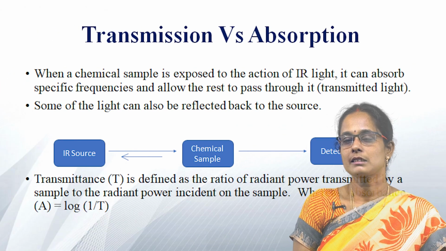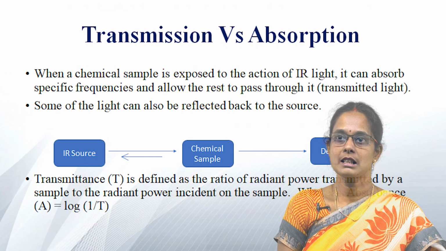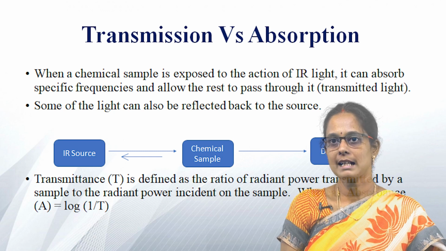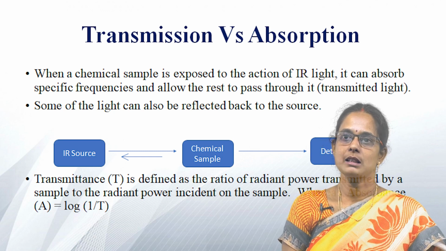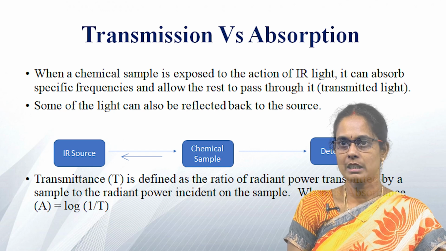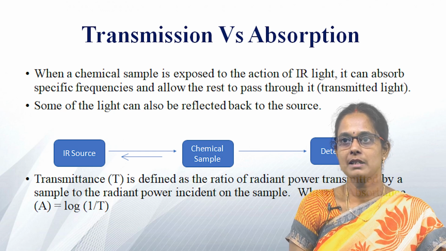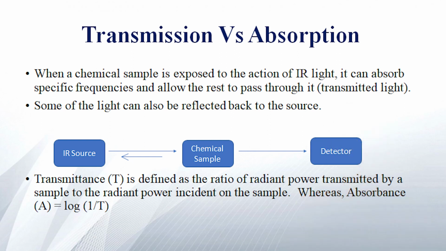IR spectroscopy mainly deals with transmission and absorption. What is meant by transmission? When a chemical sample is exposed to the action of IR radiation, it can absorb specific frequencies and allow the rest to pass through it, that is the transmitted light. Transmittance is defined as the ratio of radiant power transmitted by a sample to the radiant power incident on the sample, whereas absorbance A is equal to log 1 by T to the base 10.